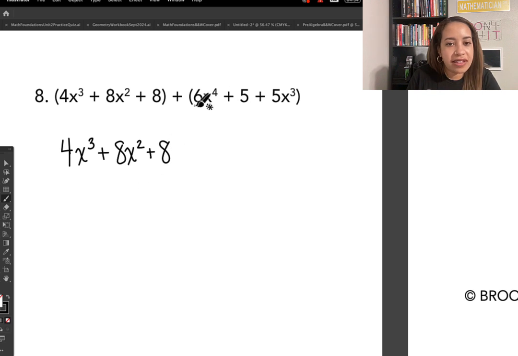I notice that 6x to the 4th power does not have a match, so you can either put it at the end here, or you can put it at the beginning. I'm just going to write it at the beginning of my polynomial and make sure that it has its own column. It's all on its own. Our positive 5 does match our positive 8. Finally, our 5x to the 3rd power does match our 4x to the 3rd power.